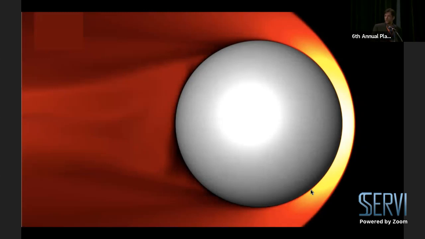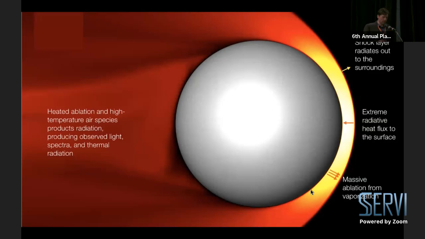In order to compute the luminous efficiency from simulation, we need to capture some pretty key phenomena for asteroid entry flows. These are unique compared to other entry flows in a couple of significant ways. Because of the high entry speed, you get incredibly high temperatures in the shock layer, so you need to capture the radiation of the shock layer out into the environment. You've got an extremely high radiative heat flux that goes to the surface, which in turn causes massive ablation due to vaporization as well as melting.